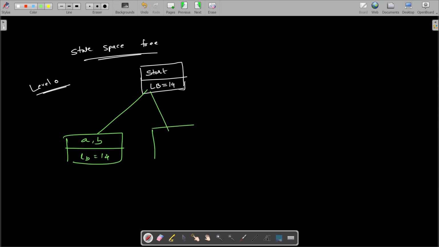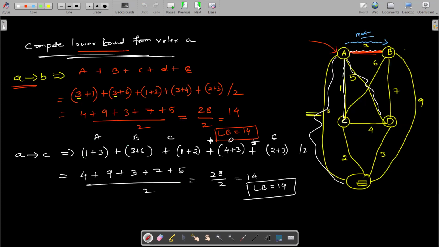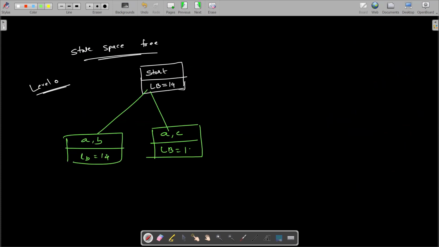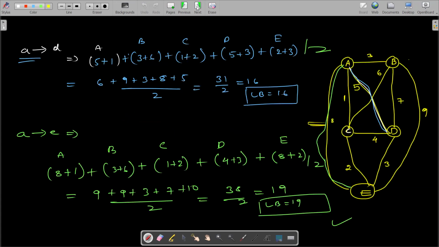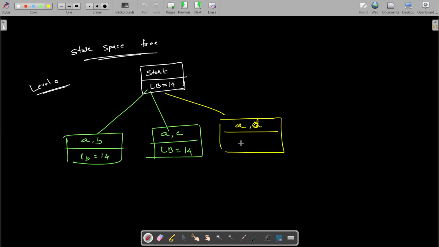Again, we traveled from A to C, right? Yes or no? So A to C also we traveled. What is the lower bound? How much did we get? Check it: 14, again 14. Again we traveled from A to D. What is the value we got? A to D is 16. So the lower bound is equal to 16.